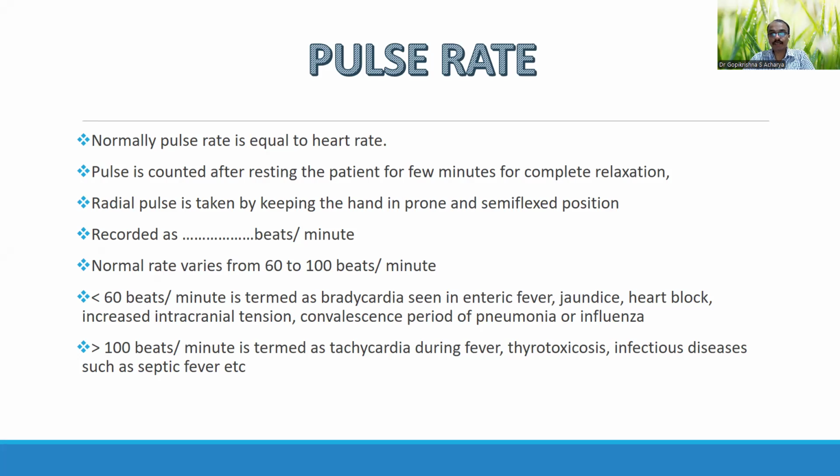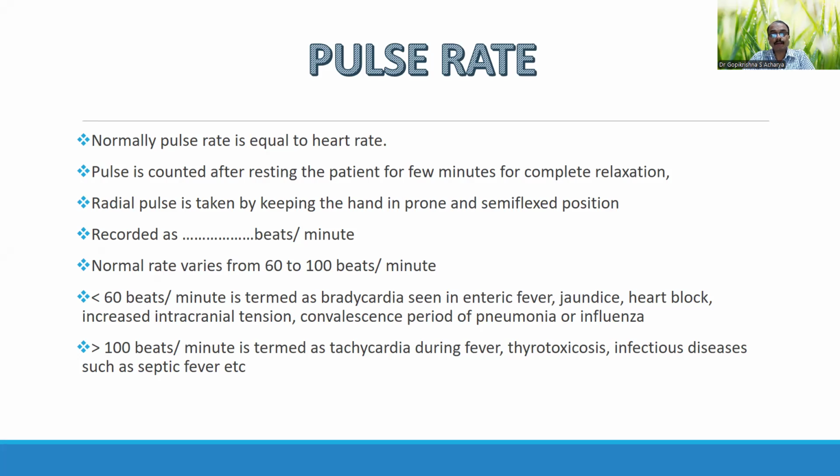Pulse rate is recorded in numbers of beats per minute. Normal pulse rate varies from 60 to 100 beats per minute. The heart rate will also be in the same range, 60 to 100 beats per minute. Normally, the pulsations generated in the heart are transmitted to the radial pulse. Only in abnormal conditions will this not be so.